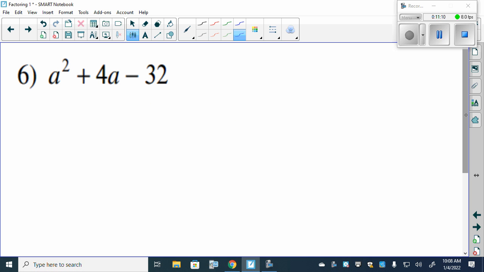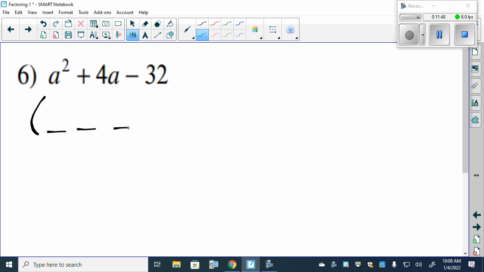All right. Let's look at the next one. a squared plus 4a minus 32. So the first thing we need to look for is to see if there's a greatest common factor between all three terms. There is not. And one of the biggest giveaways is that a squared is just a squared. We don't have a number in front of it. And 32 is just a number. We don't have a variable across all three. So that's kind of a giveaway. There's not a greatest common factor.